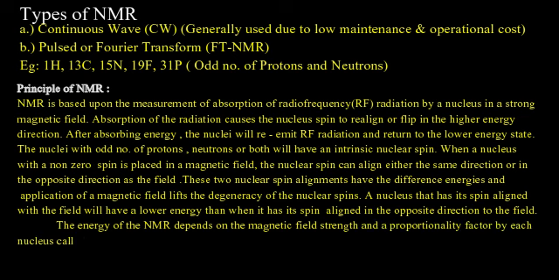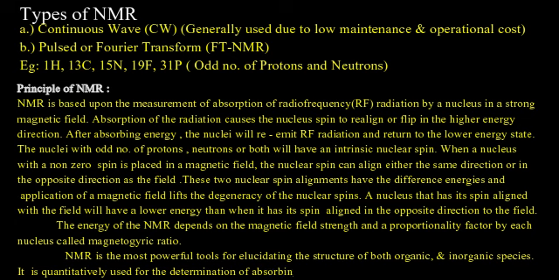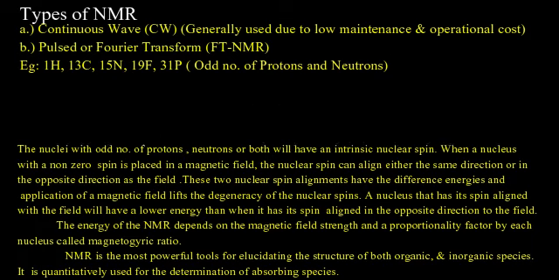The energy of the NMR depends on the magnetic field strength and the proportionality factor for each nucleus called the magnetogyric ratio, which is also clear in the above picture. NMR is the most powerful tool for elucidating the structure of both organic and inorganic species. It is also used quantitatively for the determination of absorbing species.